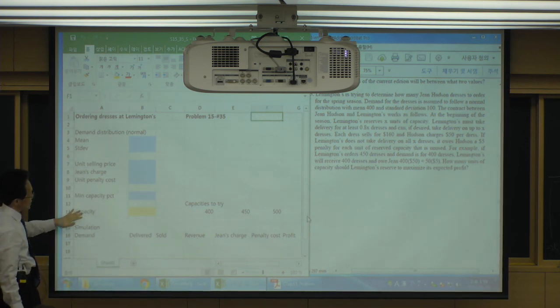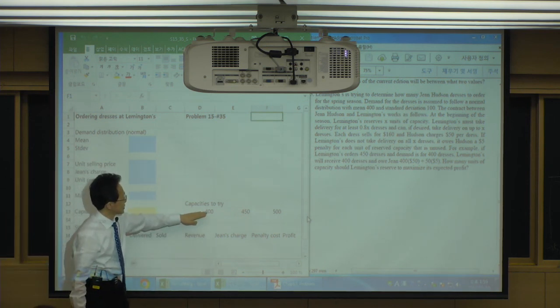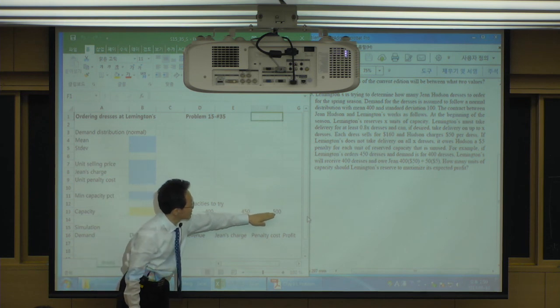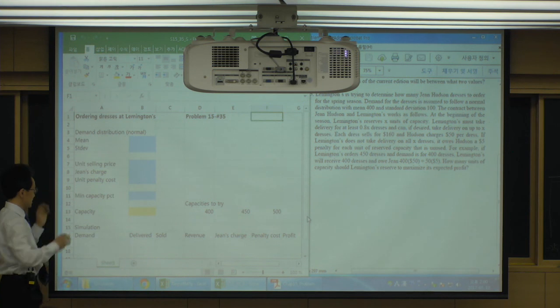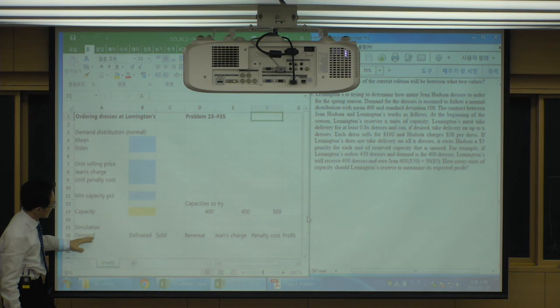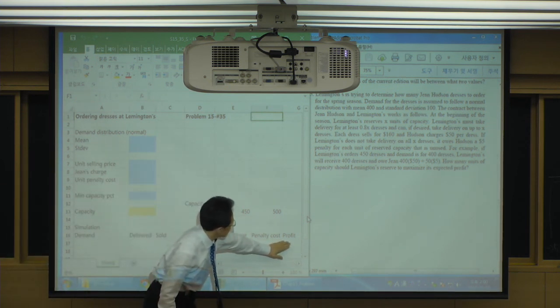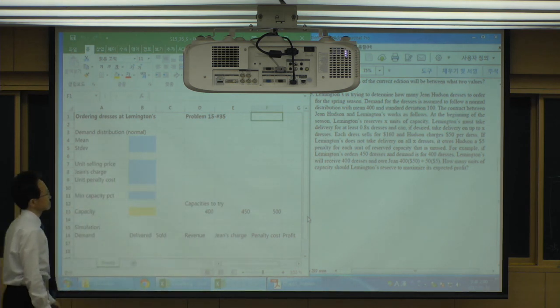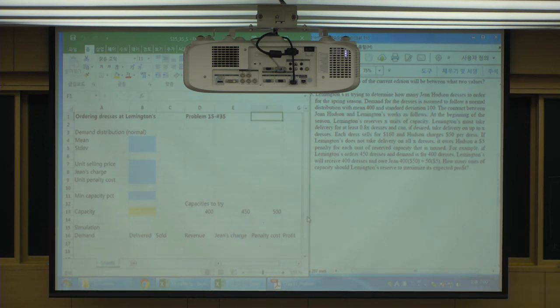And I want to test different types of capacities. So I want to start with 400, 450, 500, 550, and so on and so forth, to see which capacity is the optimum. Then I do the simulation and I calculate some numbers in intermediate steps before I get the profit figure. So usually with simulation, you start with establishing this Excel template.